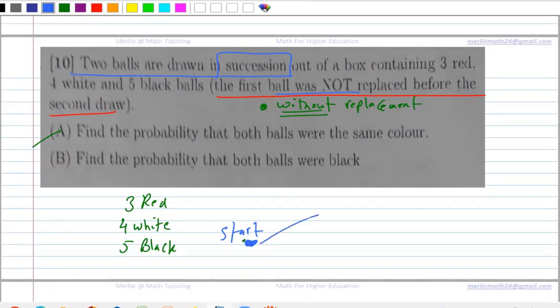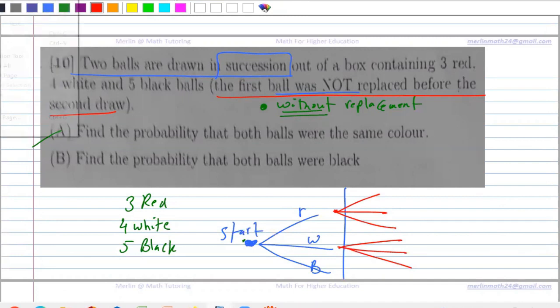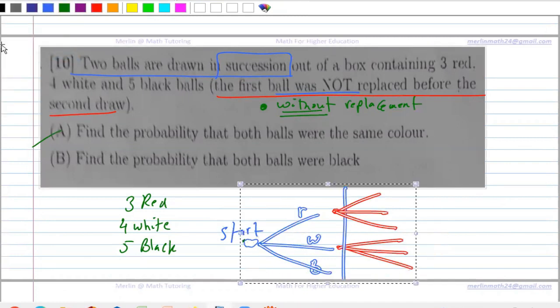So we say that we have a first ball. Because I have three categories, I have red, white, black. The branches represent the first selection. Now again, it may be red, white, black, red, white, black. So I need more space. I take this tree somewhere else and make it larger.